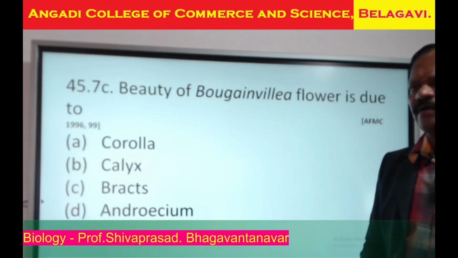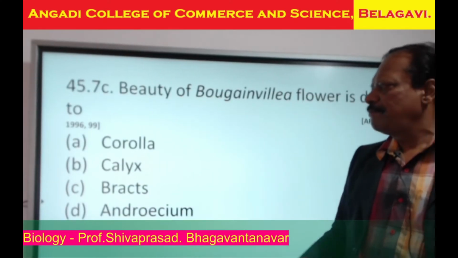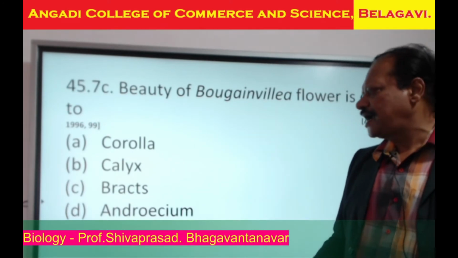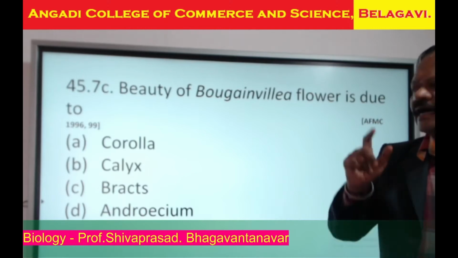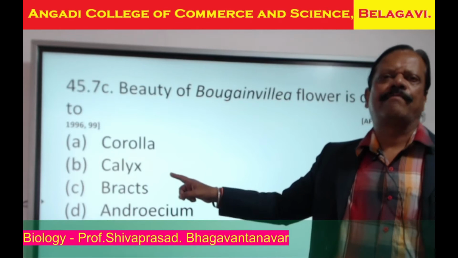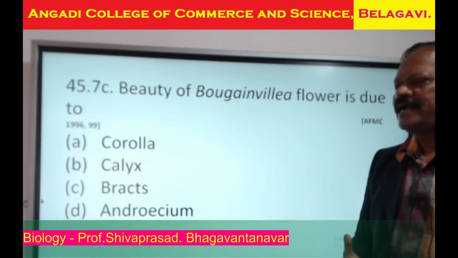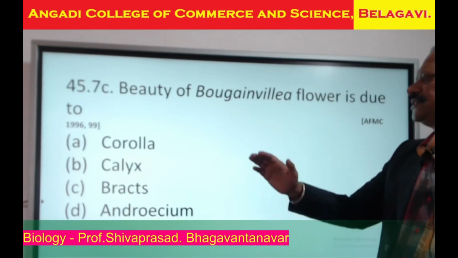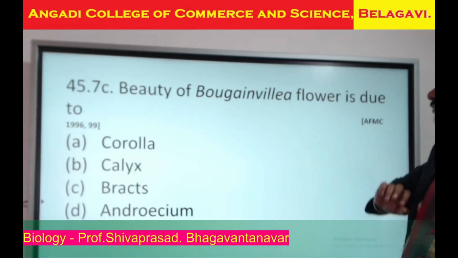We'll see the options here. A, corolla, B, calyx, C, bracts, and D is androecium. So as a result, the right answer is C, bract. The bract itself is brightly colored and attracts like a flower. So, C is the option. We'll move to the next question.